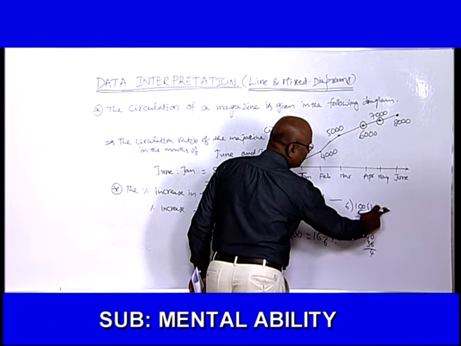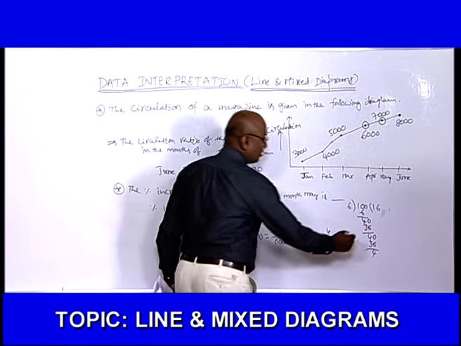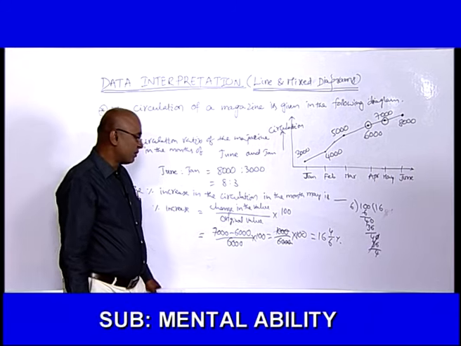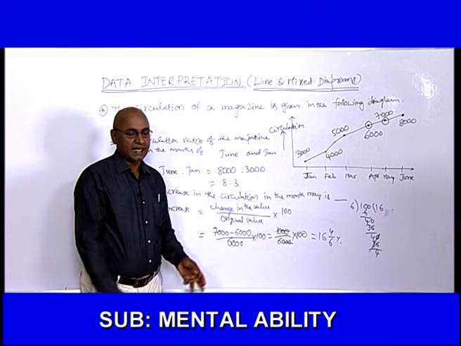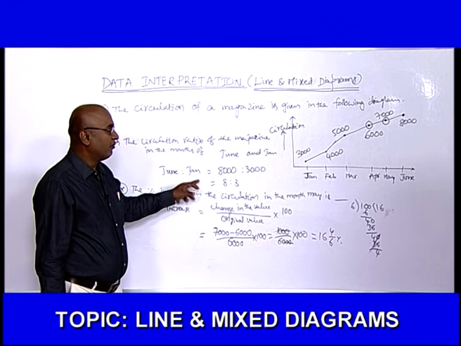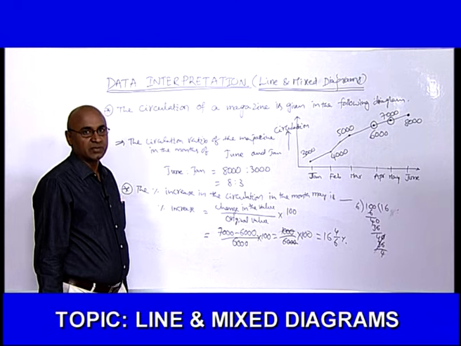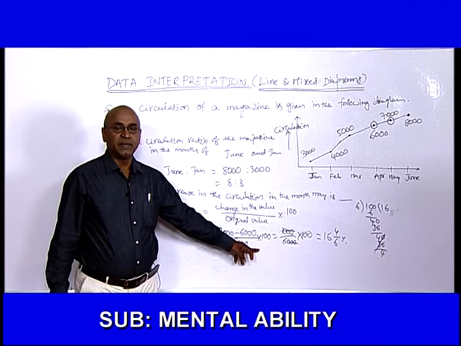So 16.4 by 6 is the answer. So here also, from here we can stop. So 16 and 4 by 6 is the percent increase in the circulation of the magazine in the month of May when compared with the month of April. The percentage increase of circulation in May compared with April is 16.46%.